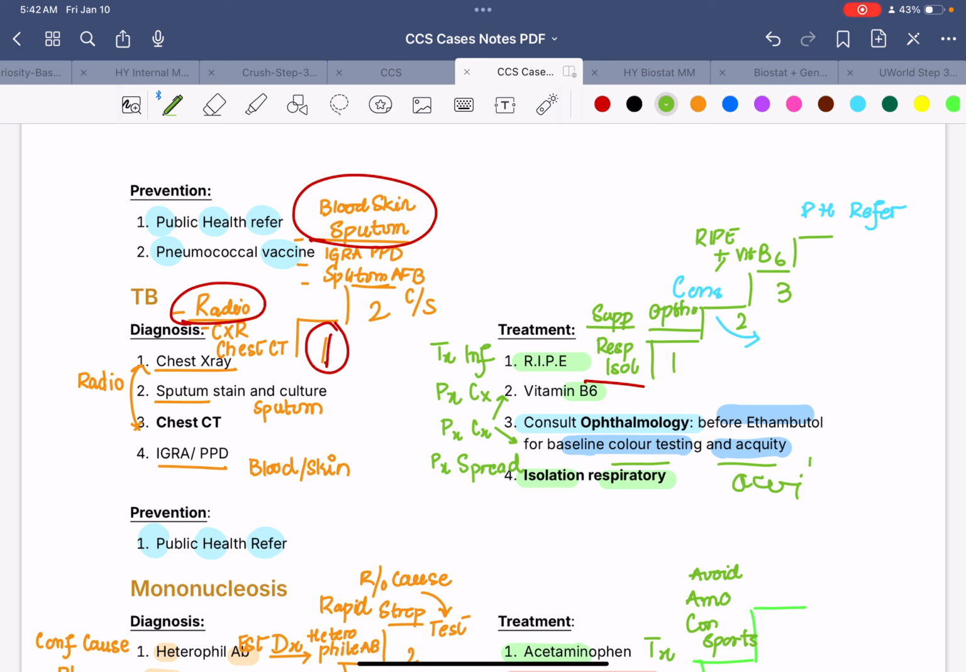Okay, and then next on, we have the specific treatment with the rifampicin, isoniazid, pyrazinamide, as well as ethambutol, along with the vitamin B6, and of course we will notify the public health department since this is a notifiable disease.